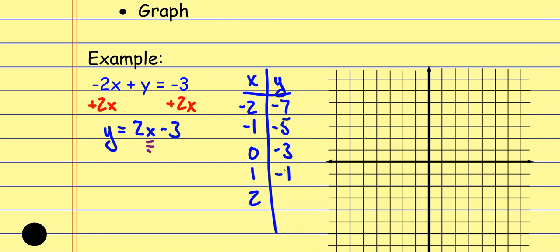Now I plug the 2 in. 2 times 2 is a 4. 4 minus 3 is a 1. And so now I have my XY chart. I can start to plot these things.